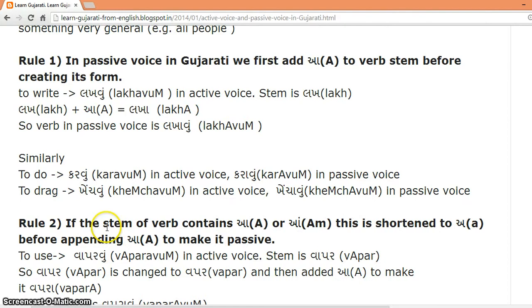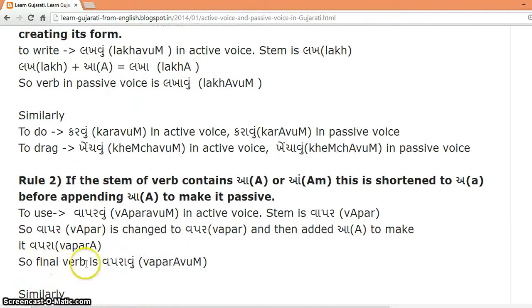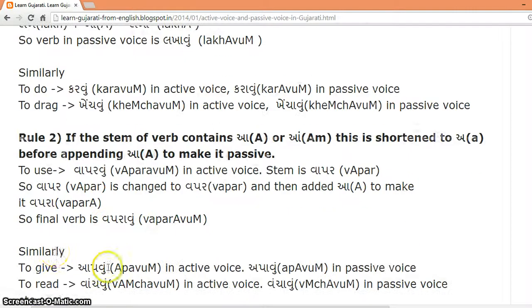Second rule, if the stem of verb contains a or a, this is shortened to a before appending a to make it passive. For example, to use is vaparavu in active voice. So stem is vapar. So vapar is changed to vapar and then added a to make it vapara. So final verb is vaparavu.